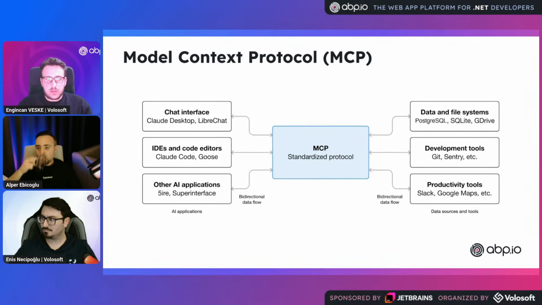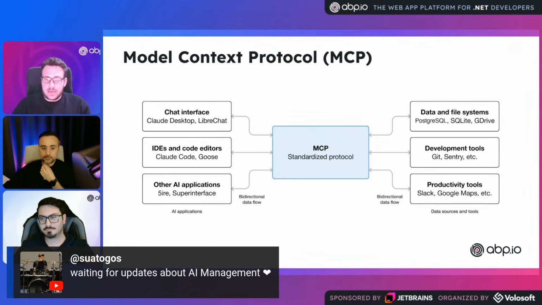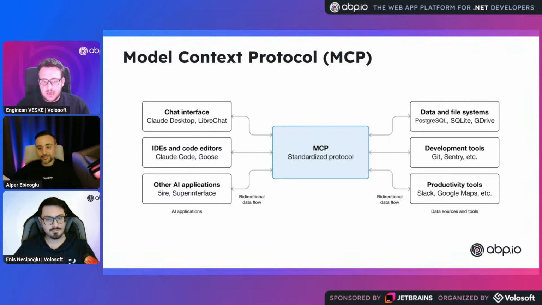You probably know what the Model Context Protocol is, but basically it's a standardized protocol that allows you to give power to your large language models to get data from an external resource, from an external tool. It can be a database, development tool, productivity tool. It can be your files and so on. It gives the related tools to get data from an external resource. This is the main principle behind the Model Context Protocol.